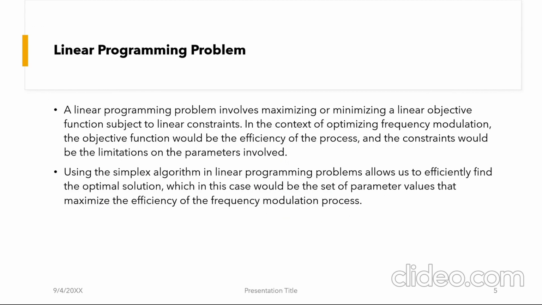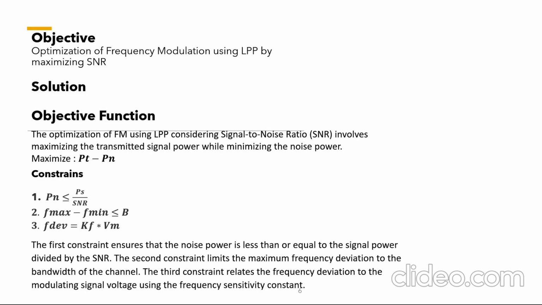In automation techniques, a linear programming problem involves maximizing or minimizing a linear objective function subject to linear constraints. In this context of automation of frequency modulation, the objective function would be the efficiency of the process and the constraints would be the limitations on the parameters involved. Next, this is the objective function by which we are going to solve this problem.